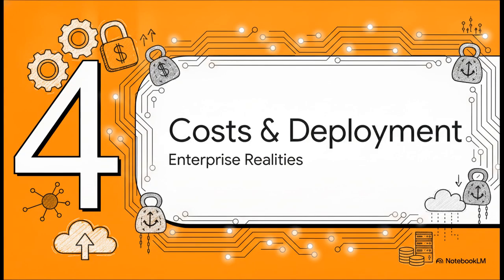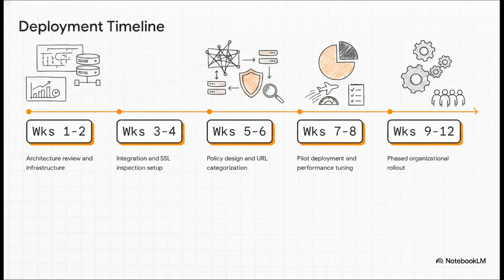Moving to Section 4, the cost of enterprise security. So you might be thinking, all this enterprise power sounds amazing, but it definitely comes with a really heavy lift. We are talking about a major multi-month rollout process. Weeks 1 and 2, that's purely reviewing the architecture. Then you've got weeks of integration and setting up SSL inspection, followed by weeks of designing policies and URL rules. After that, you do a pilot deployment to tune things. And finally, you reach a phased organizational rollout by week 12. It is a serious 3-month project that requires a dedicated IT team to properly execute.